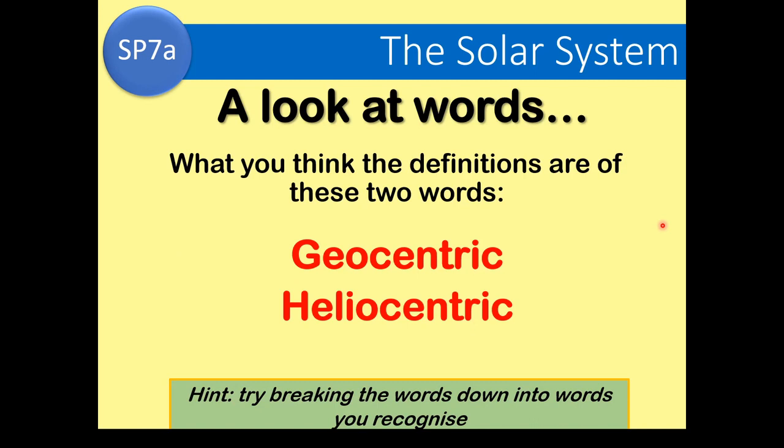So first, I want to look at 2 different models of our solar system, and these are known as the geocentric model and the heliocentric model. What I'd like you to do is take a look at those 2 words, see if you can break them down into smaller parts that you might recognise, and see if you can work out what these 2 models of the solar system might be. Pause the video and have a go.